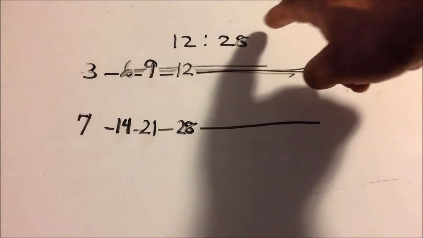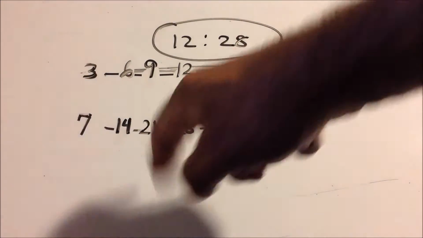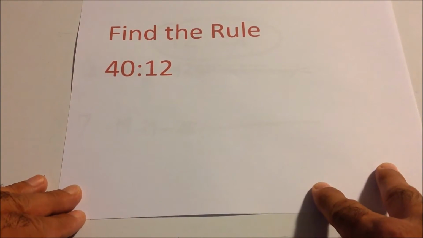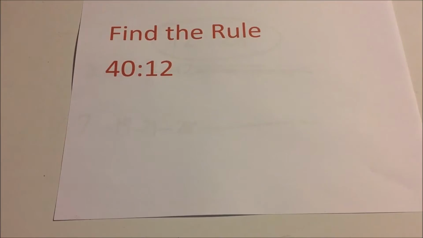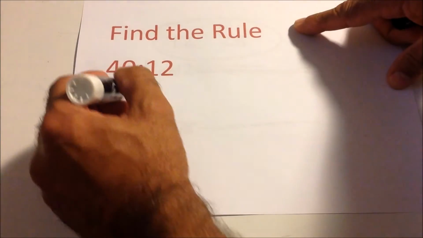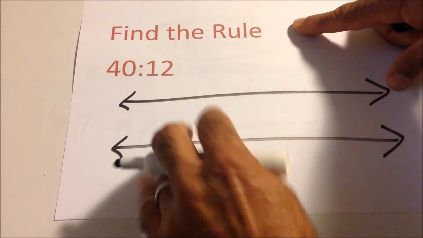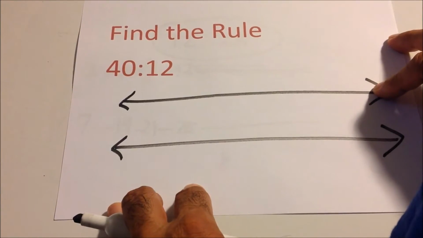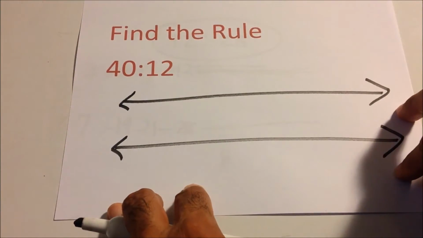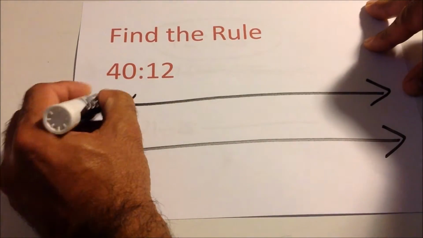So remember, when you make a double number line with a ratio, get the lowest ratio first, 3 over 7. So make a double number line with 40 over 12. And then we'll talk about what it means to find the rule. Okay, so let's make our double number line. So first thing we have to do is what? Find the lowest ratio. It's not 40 over 12. So what is the lowest ratio? So the lowest ratio is 10 over 3.